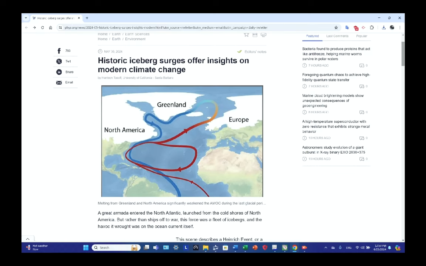Historic iceberg surges offer insights on modern climate change. So here we have this graphic. This is supposed to show the AMOC system.